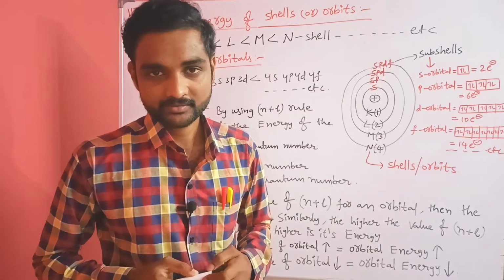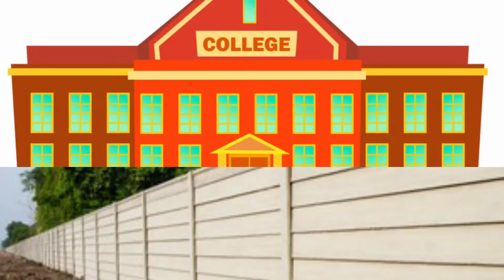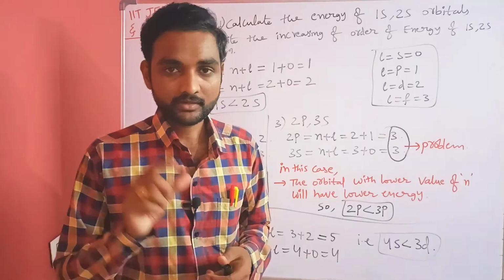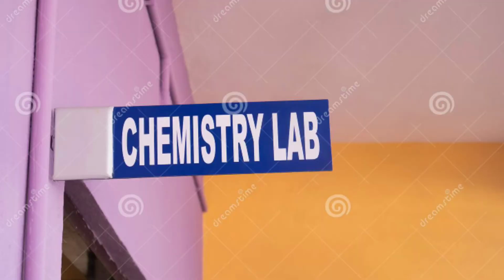Have you understood? Here simply the college compound wall is nothing but shells or orbits. About shells or orbits, the principal quantum number can explain. And if you go inside the college, then our room is nothing but the subshell. About the subshell, the orbital quantum number can explain, I mean the azimuthal quantum number. Inside the room benches are there. These benches are nothing but orbitals. About these orbitals, the magnetic quantum number can explain.